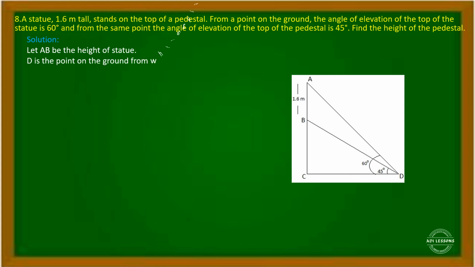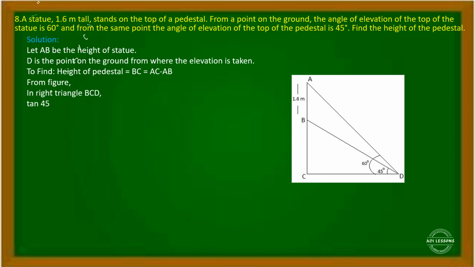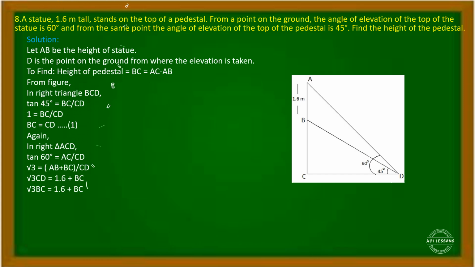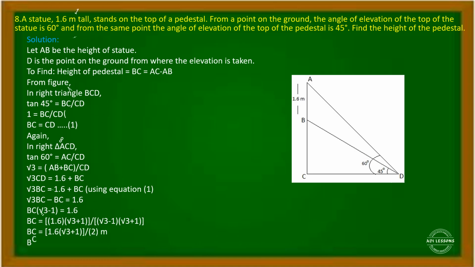Let AB be the height of the statue and D is the point on the ground from where the elevation is taken. To find the height of the pedestal, BC equals AC minus AB. From the figure, in right triangle BCD, tan 45 degrees equals opposite side BC by adjacent side CD. So 1 equals BC by CD, BC equals CD. This is the 1. Again, in right triangle ACD, tan 60 degrees equals opposite side AC by adjacent side CD.